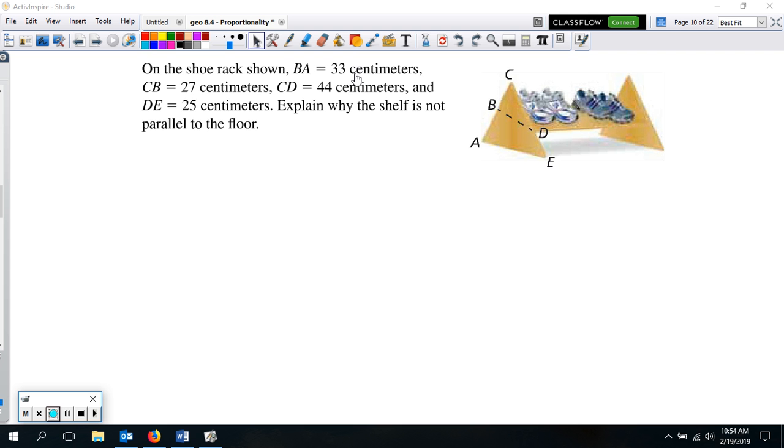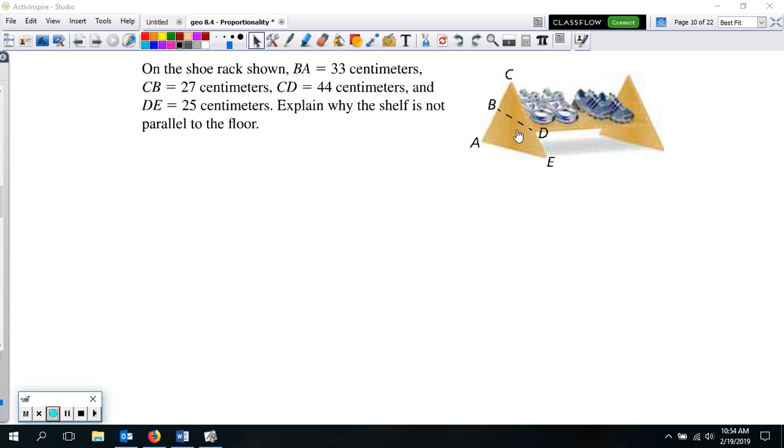So BA is 33. So the BA right here is 33. CB is 27. So that's this one up here. We've got four things shown to us. CD over here on this side is 44, and the DE down here is 25. So we have all four from two sides.